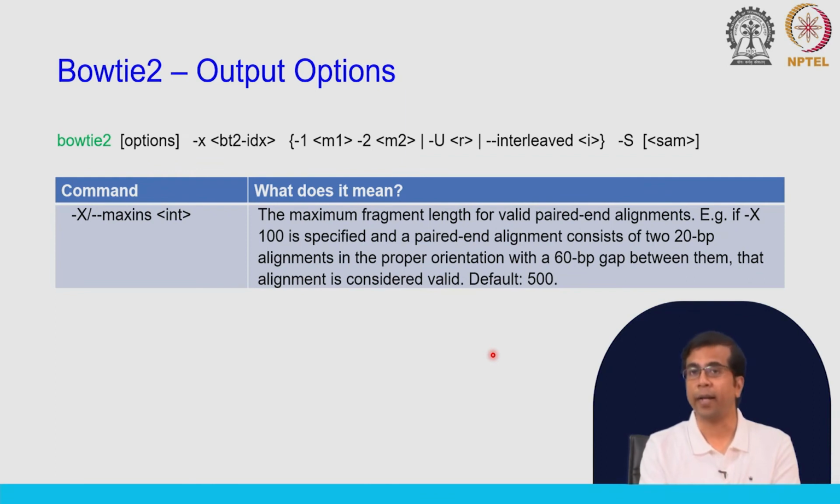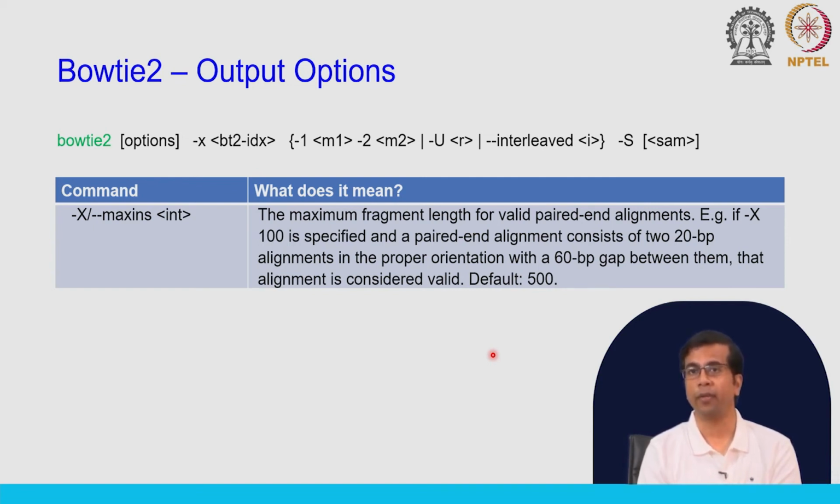The other one is minus x. Sometimes this one could be useful. This is the maximum fragment length for valid paired end alignments. So, if you say minus x is 100, what you are mentioning is that we will consider only 100 base pair fragments. We expect the fragments to be smaller than 100 base pairs and not bigger than that.